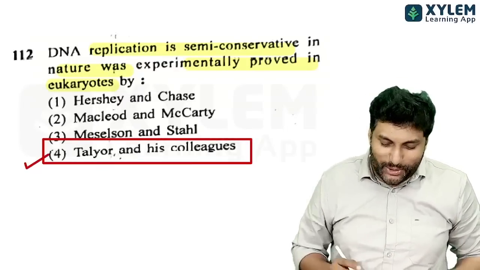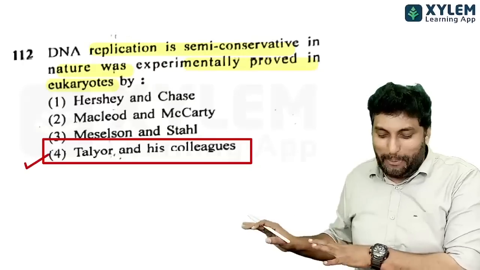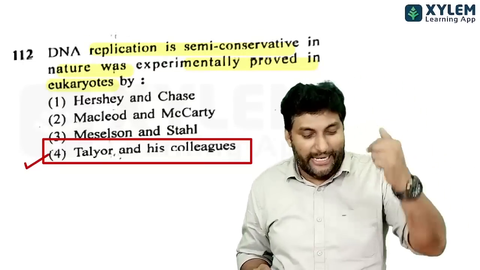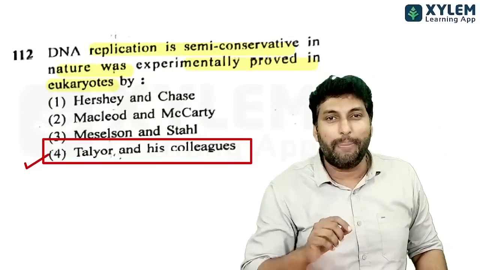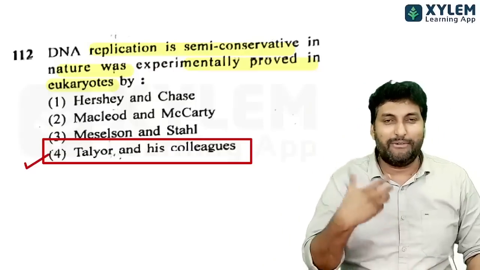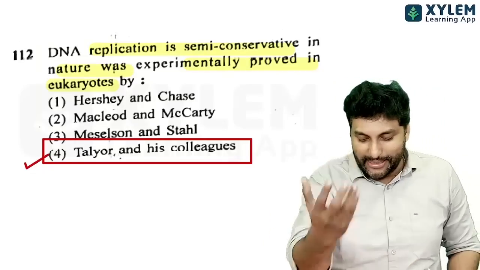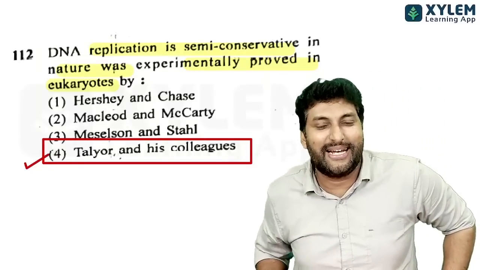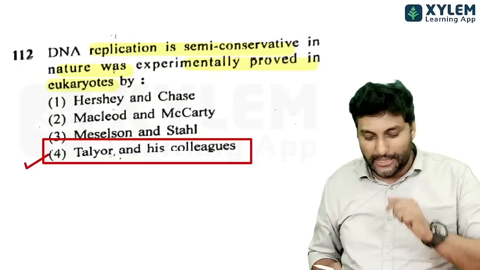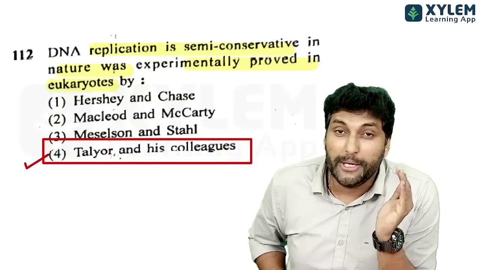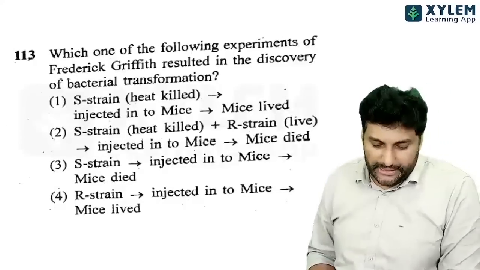Is it? Actually, it will be a little bit confusing because DNA replication is semi-conservative. Actually, in prokaryotes, it was proved by Meselson and Stahl. So, the first time when we saw this question, we were a little bit confused. Then we answered it as Meselson and Stahl. But the right choice is Taylor and his colleagues because the question says proved in eukaryotes. Okay. Let's move to the next one, 113.